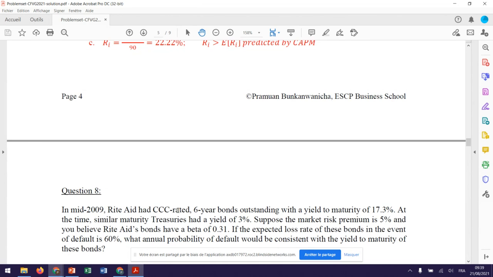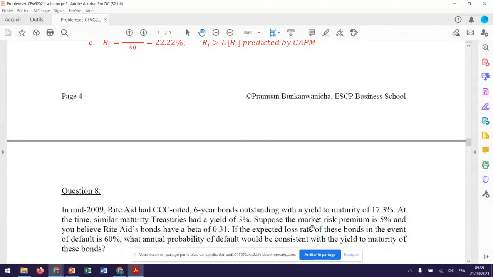At the time, a similar maturity treasury has a yield of 3%. It means RF equals 3%. Suppose the market risk premium is 5%. It means ERM minus RF equals 5%, meaning that the market expected return is 8%. And you believe that Rich 8 bond has a beta of 0.31. If the expected loss rate of this bond in the event of default is 60%, what annual probability of default would be consistent with the yield to maturity of this bond?